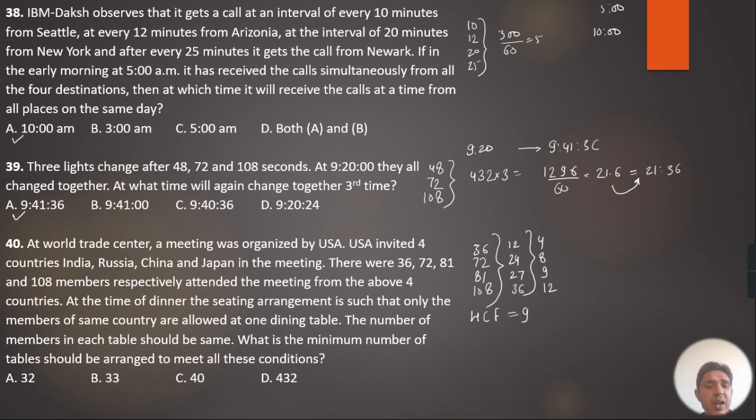Now what I have to do, I have to find the number of members in each table should be arranged. So if the number of members in 36 and HCF is 9, what should be the number of members in one table? 36 divided by 9, that is 4, plus 72 divided by 9, that is 8, 81 divided by 9, that is 9, and 108 divided by 9, that is 12, and add all this. So when adding all this, we will get 33. So students, answer of this question will be 33, right?